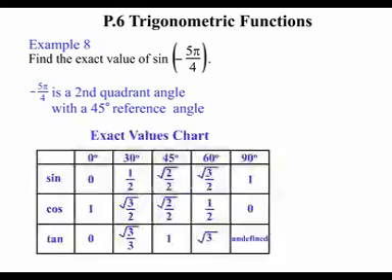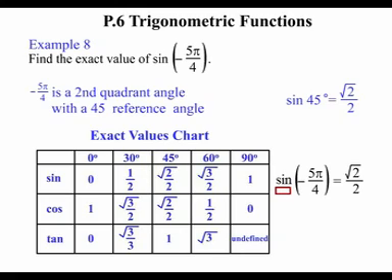So now we can bring our chart into play here. We have a 45-degree angle, and it's in the second quadrant. And so we have sine, it's going to be root 2 over 2. Sine of 45 degrees is equal to root 2 over 2. Sine is positive in the second quadrant, so our answer is just going to be sine of negative 5 pi over 4 is equal to root 2 over 2. Done.